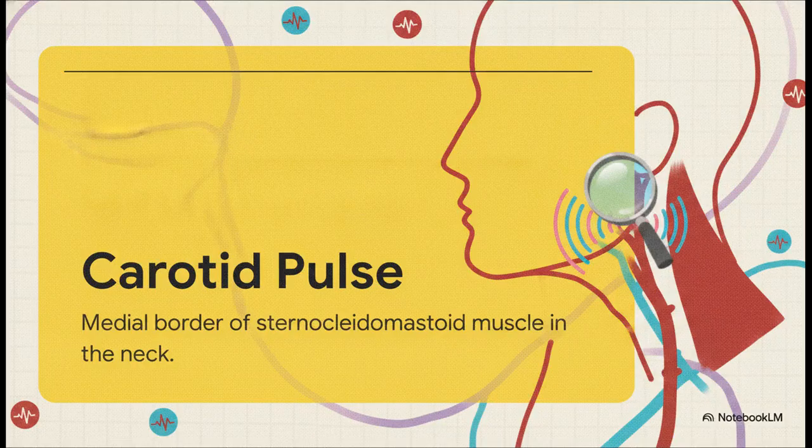Moving right down the body into the neck, we arrive at a site you have definitely seen in countless medical dramas, the carotid pulse. Its exact location is at the medial border of the sternocleidomastoid muscle. That's a mouthful, I know, but it's just that prominent, thick muscle running down the side of your neck. The pulse point sits right there in that inner groove.